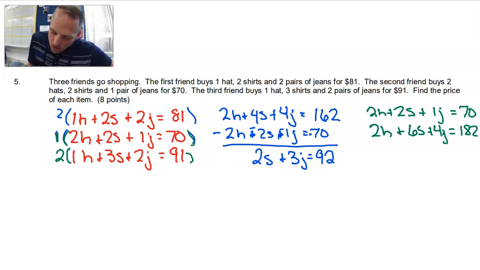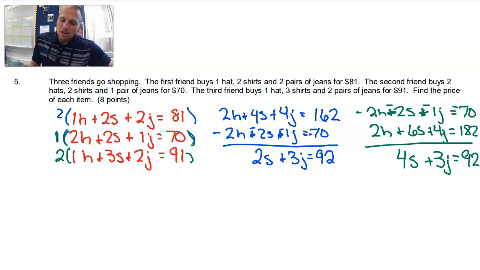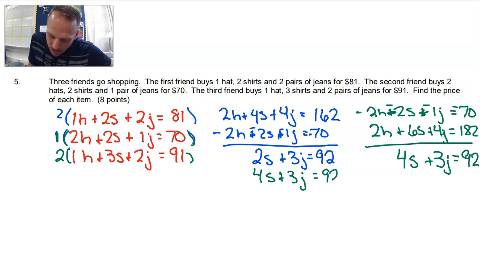Okay, change the signs. I'm going to change them on the top. Change all of them, including the 70. So negative 2h plus 2h is 0. Negative 2s plus 6s is going to be 4s. Negative 1j plus 4j is going to be 3j. And negative 70 plus 182 is going to be 92. Okay, now let's bring these together and combine these two. 4s plus 3j equals 92.